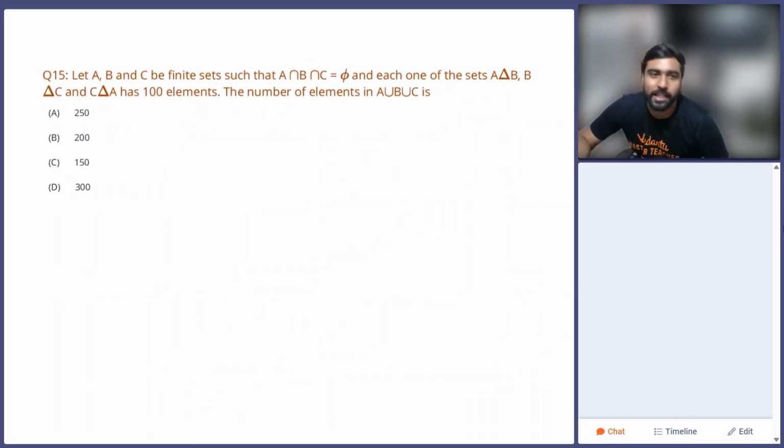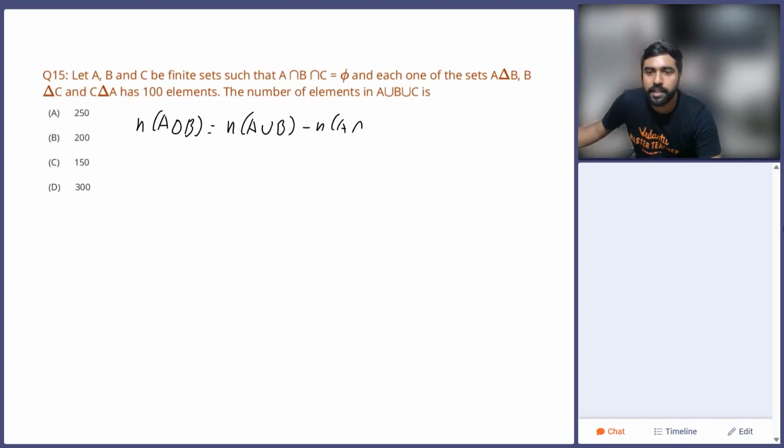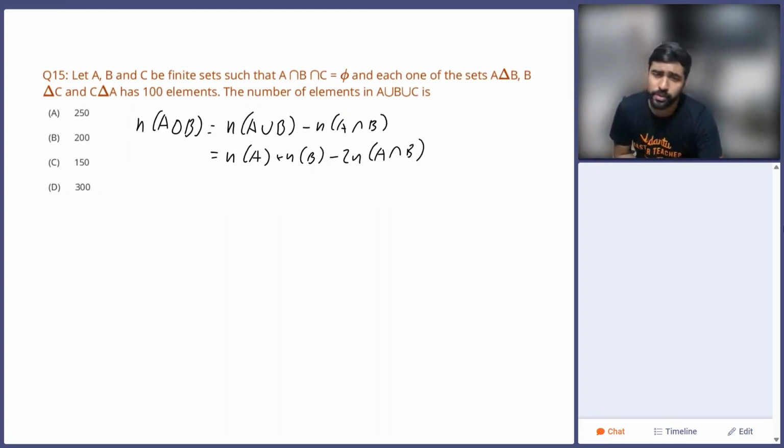All right, moving on. What do we have now? You have A intersection B intersection C of 3 sets given to you as empty sets, and if all of these sets, the symmetric difference of A and B, what is the symmetric difference? That is basically n of A union B minus n of A intersection B, which you can write as n of A plus n of B minus n of A intersection B. That's minus 2 times n of A intersection B expression over here. Okay, and you have been told that this is equal to 100.